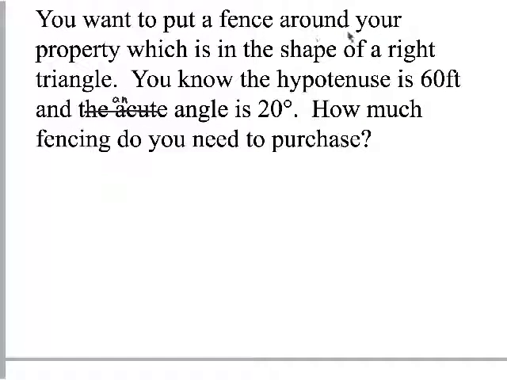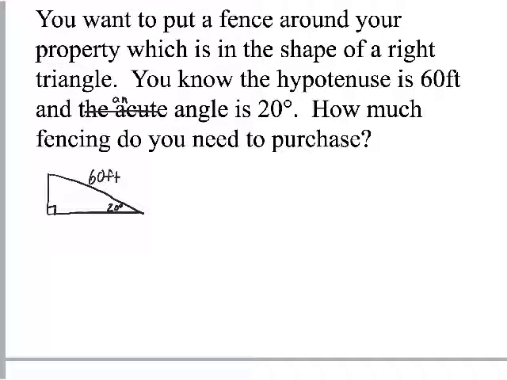You want to put a fence around your property, which is in the shape of a right triangle. You know the hypotenuse is 60 feet, and an angle is 20 degrees. How much fencing do you need to purchase? All right, let's draw a picture to start with. We have a property that's a 90-degree right triangle. This right here is 20 degrees. The smaller angle is 20 degrees. The hypotenuse is 60 feet, and you want to find how much fencing to buy.